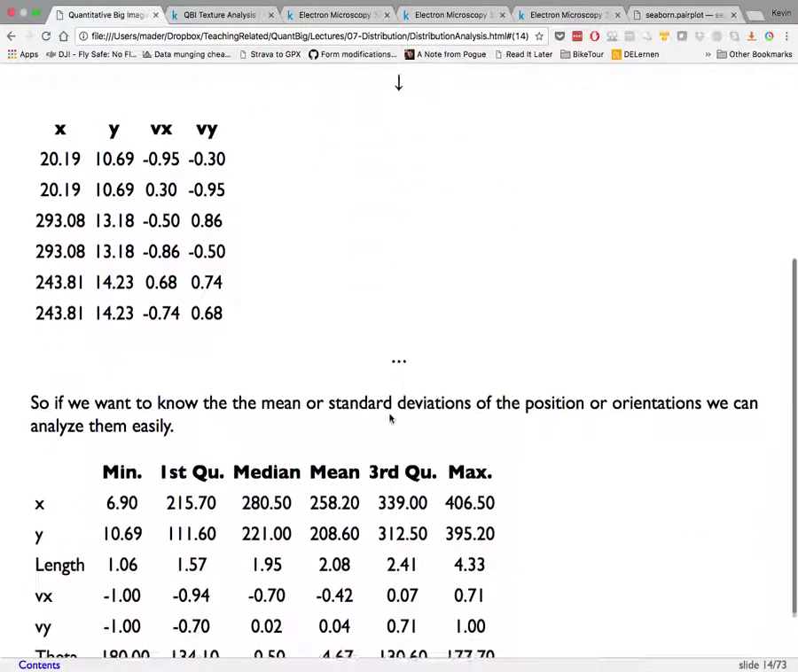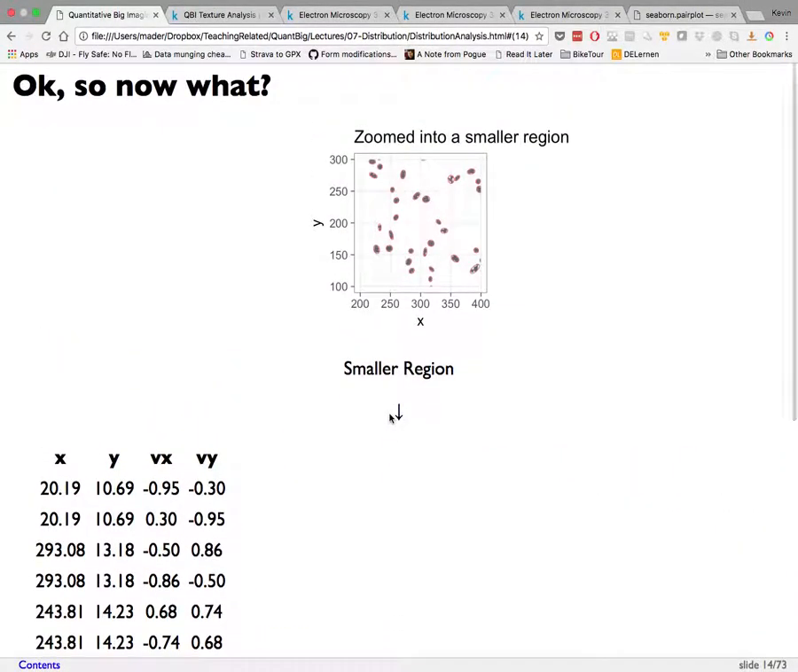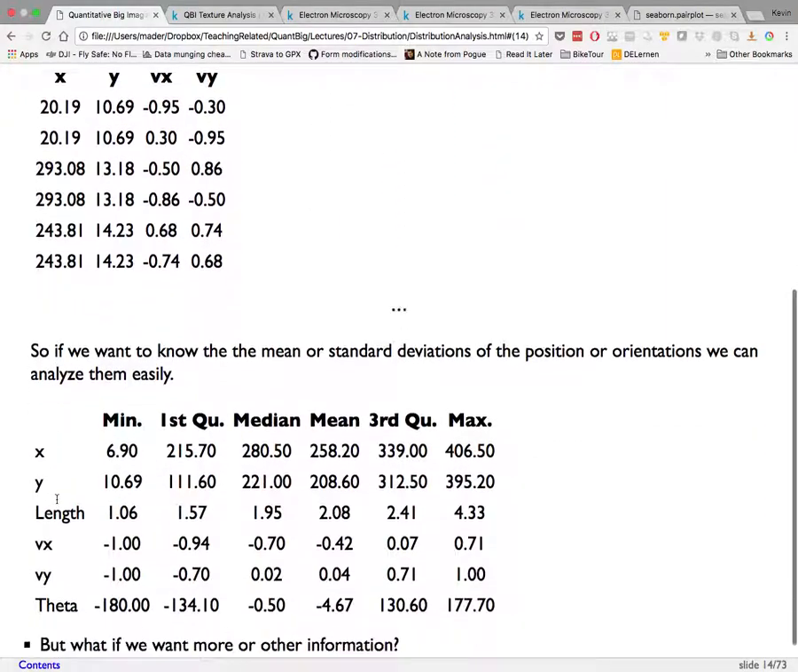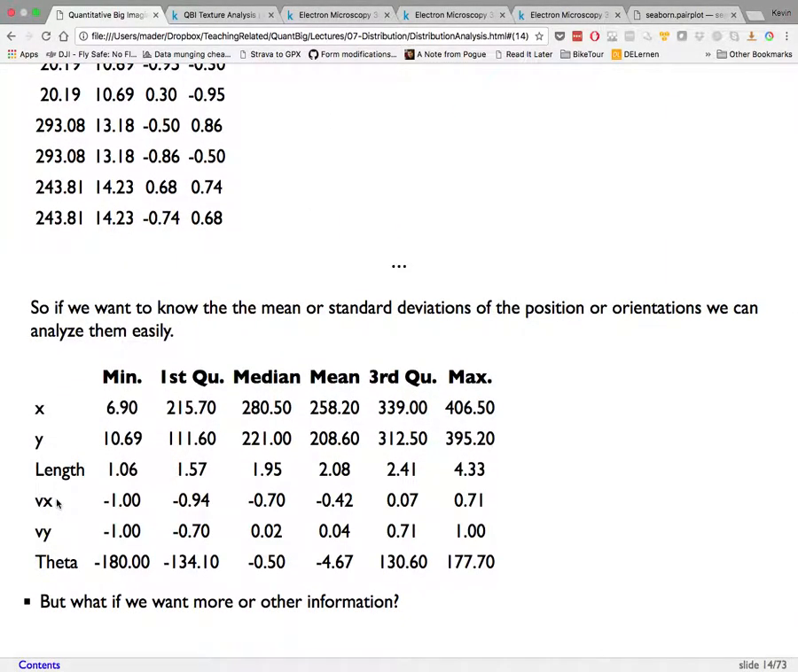And so now we have a small region of the cell sample. We've analyzed where all the cells are, so we have the X, the Y, and the orientation for each one of these different cells in our sample. We can then start to analyze it. We can take X, Y, length, Vx, Vy, theta, and do a full statistical analysis where we see the minimum, the quartiles, the median, the mean, the maximum, everything else.